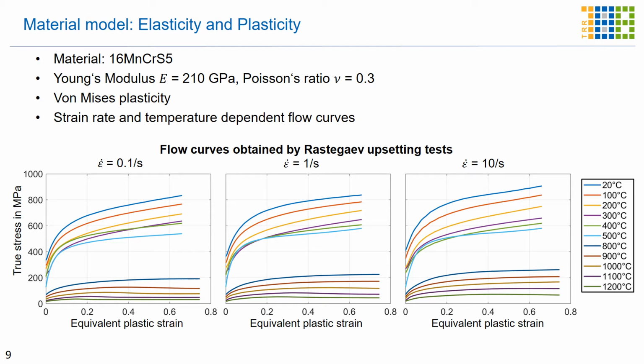To model this material we are using the standard elastoplastic material from Abaqus, with the standard steel values of Young's modulus of 210 gigapascal and a Poisson's ratio of 0.3. To model the plastic material behavior we are using strain rate and temperature dependent flow curves. These flow curves were obtained by conducting Rastegaev upsetting tests with strain rates from 0.1, 1 per second and 10 per second, and temperatures ranging from room temperature up to 1200 degrees Celsius. These recorded flow curves were extrapolated and are then used as an input for the plasticity model.